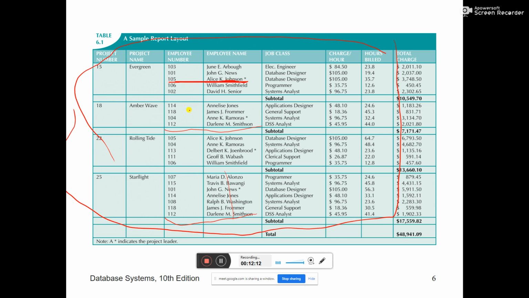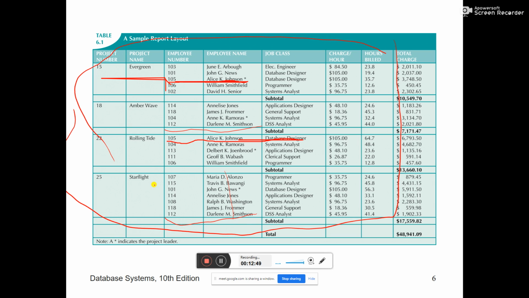how many possible alterations are required? He is a database designer. I want to change his job class from database designer to something else. So I have to update how many records? This one, then this one, 2, and if he is occurring in any other. So update anomaly is we have to modify multiple records in case we want to update a record of only one employee.